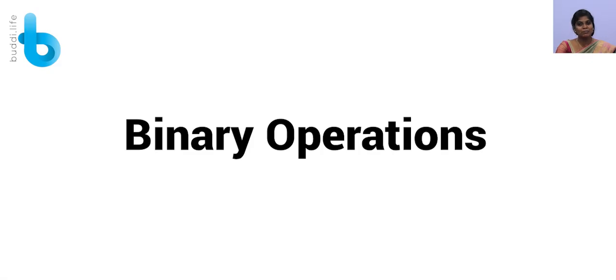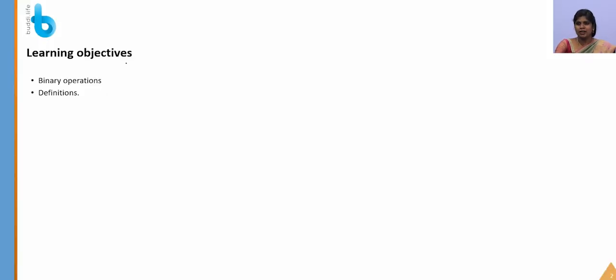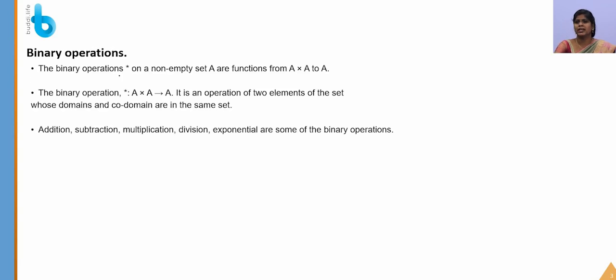Hey guys, we will now see binary operations. So, now we will learn what is binary operation and we will learn some related definitions. What is binary operation? The binary operation star on a non-empty set A is a function from A cross A to A. Usually we will denote binary operation using this symbol star. It is not your multiplication. Usually you will use the symbol for multiplication here, right? But this is not multiplication, it is just an operation. It can be any operation. But it denotes the binary operation.